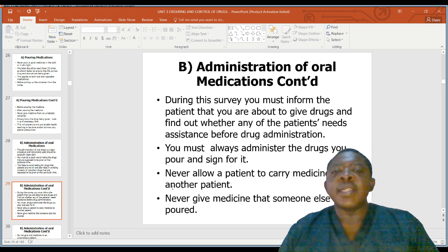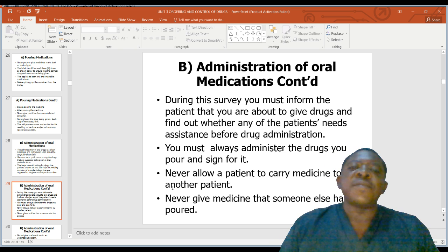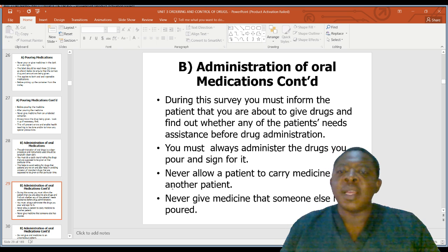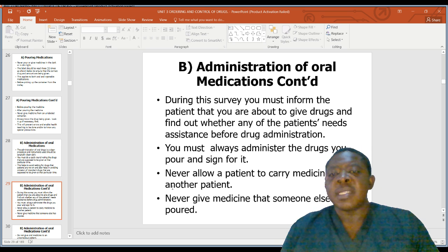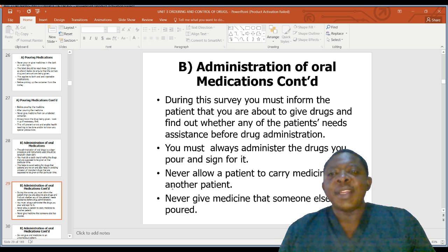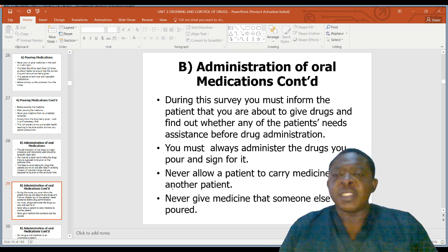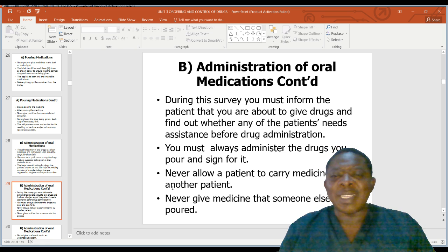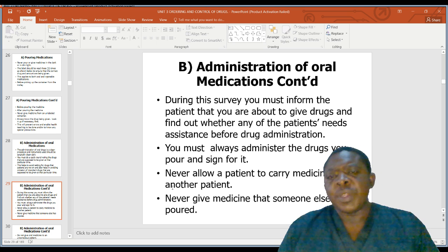Okay, then during this survey, you must inform the patient that you are about to give drugs and find out whether any of the patient's needs for assistance have been attended to before you bring the drug. This is to avoid unnecessary change in procedure as you are giving the drug. So you have to ensure that the patient is comfortable as you come to give the drug.